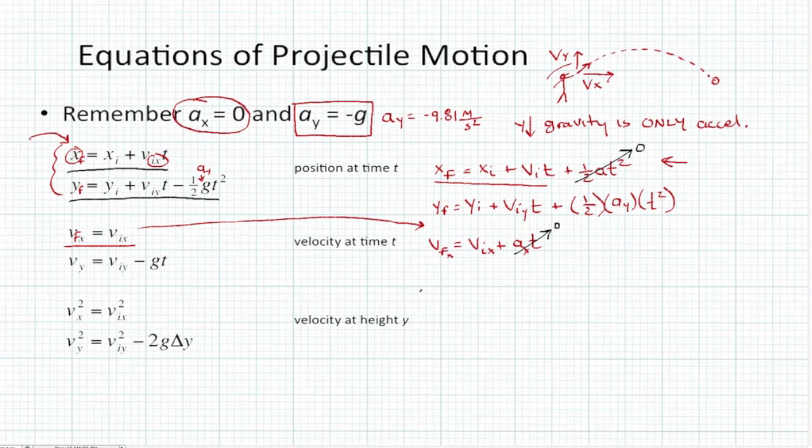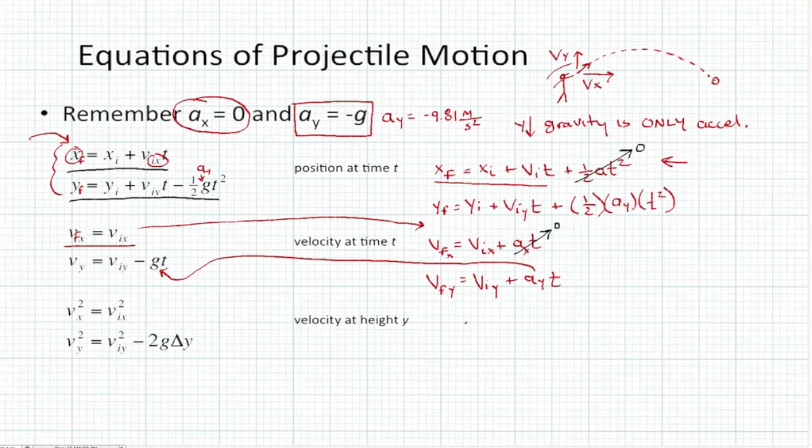Okay, let's now apply this to y. Velocity final in the y direction equals initial velocity in the y direction plus acceleration in the y direction times time. Well, we know that acceleration in the y direction is negative 9.81. So this looks a lot like the original equation. We just put in g right here for the acceleration. G is acceleration in the y direction. Again, there is no acceleration in the x direction.